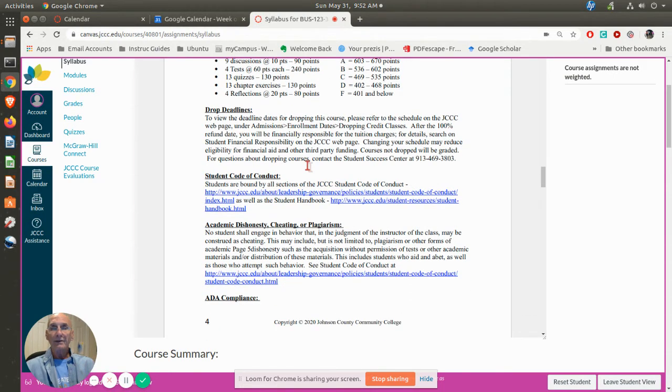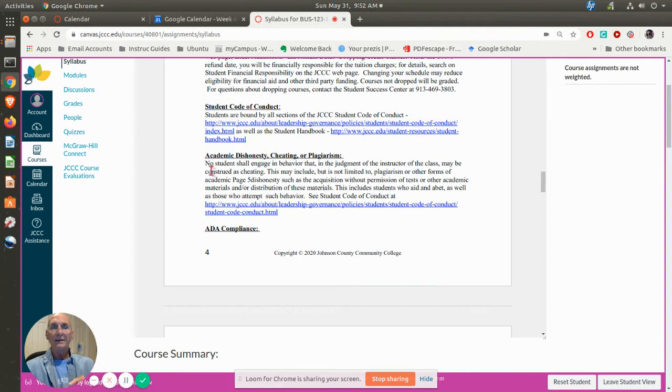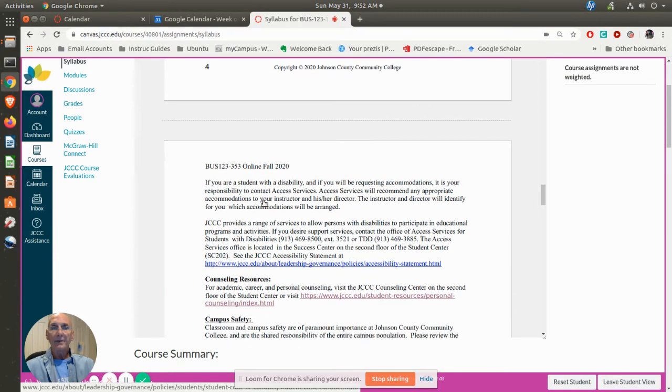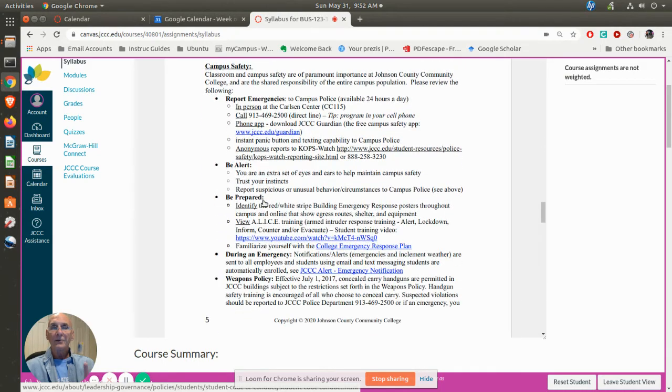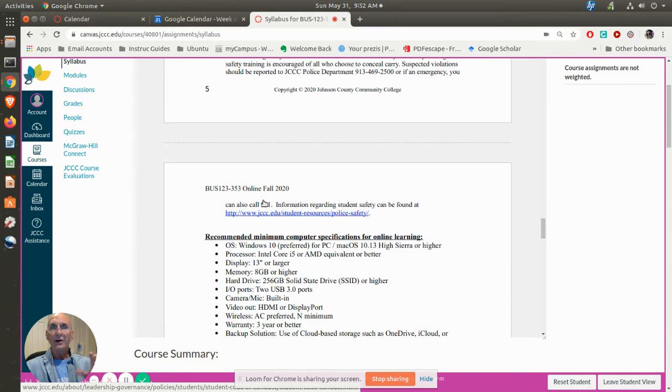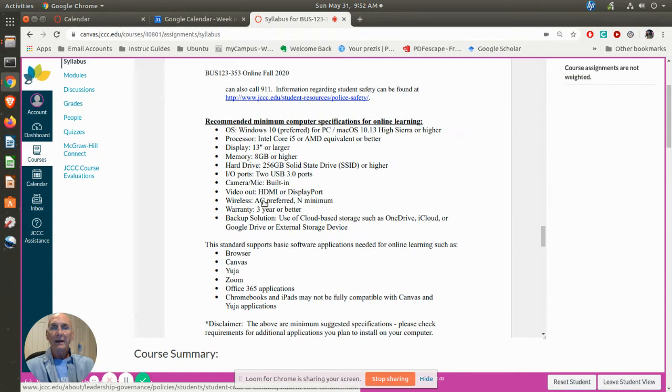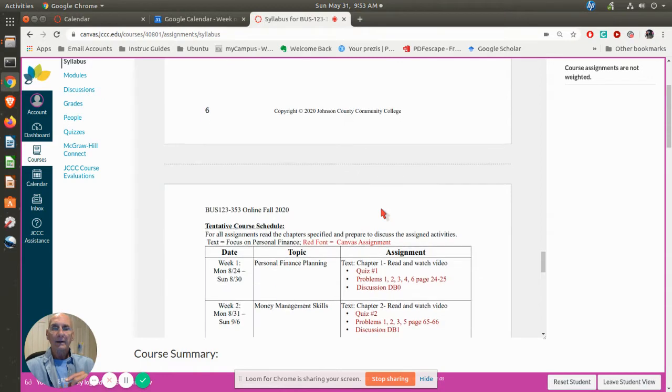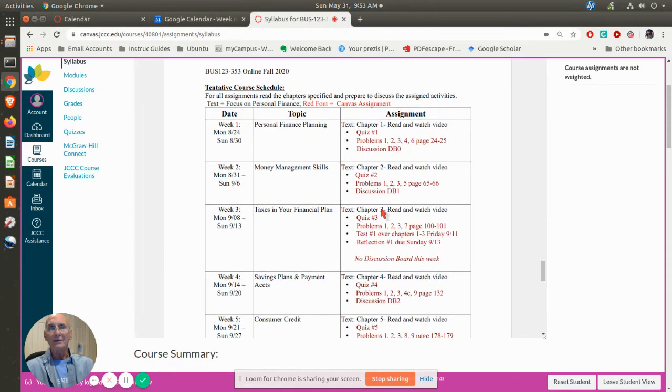The rest of the information in the syllabus is typical for all of the syllabi here at Johnson County, with drop deadlines, code of conduct, academic honesty, ADA compliance, etc. So look over that, make sure you're clear as far as all of the expectations. In here, we also have the required minimum computer specs to do things effectively. These are suggestions. You may do something a little bit differently.